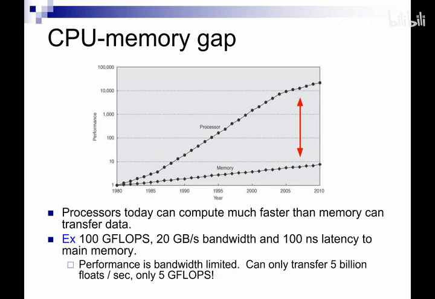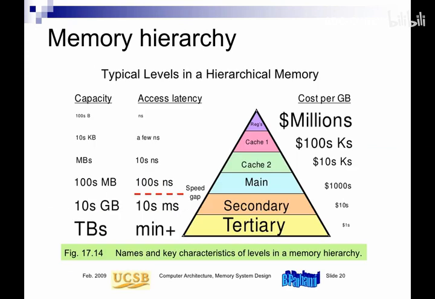Okay, so now what do we do about this, right? We've built this very powerful processor, and yet we're only getting 1/20th of the maximum performance. Well, the way to solve this problem is through this thing called the memory hierarchy.